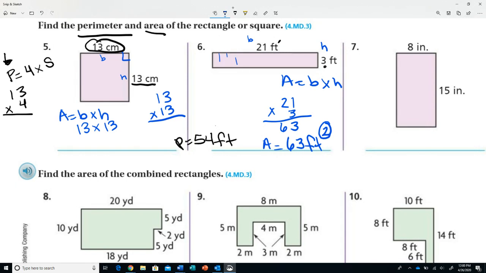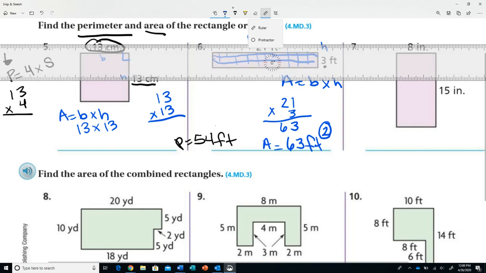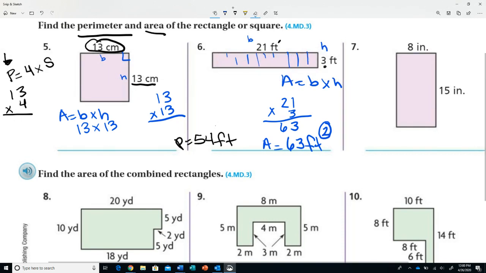If I were to make 21 cuts, and then divide this by 3 lines, and this is going to get messy here, but I would literally be cutting this rectangle into 21 individual squares. So 63 feet squared is your actual area. I'm just going to clean this up a little bit. Too messy. All right, back to our problem. So that is all of question 6.